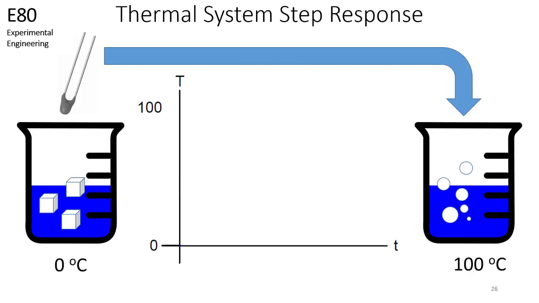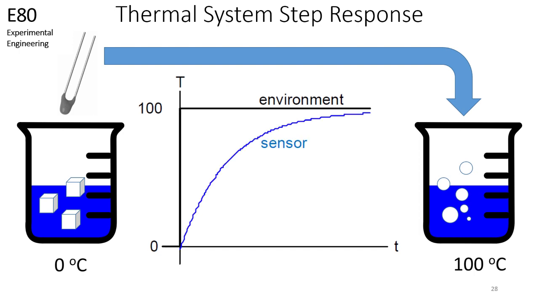Let's do a quick review of a thermal system step response. Imagine that you have a temperature sensor that is immersed in an ice bath, which is at 0 degrees Celsius. You then take the temperature sensor and instantaneously move it into a beaker of boiling water, which is at 100 degrees Celsius. Therefore, your sensor experiences a step input that goes from 0 degrees Celsius to 100 degrees Celsius at a time of 0 seconds. If you are monitoring the output of your temperature sensor, you will see that it takes some time to reach the temperature of the new environment.